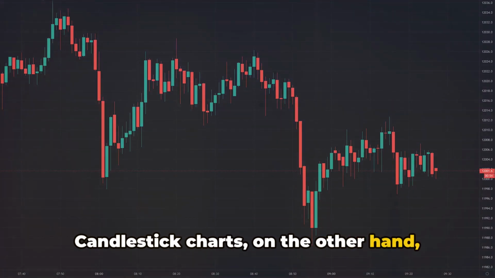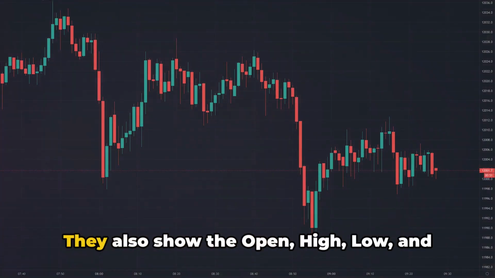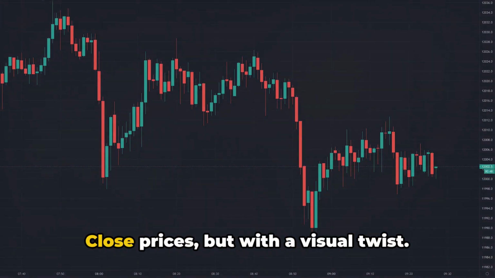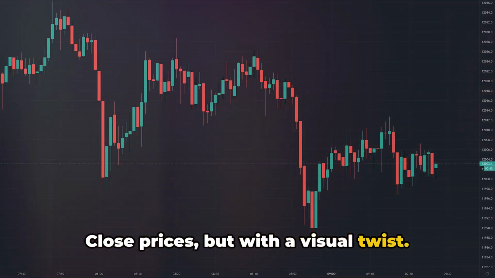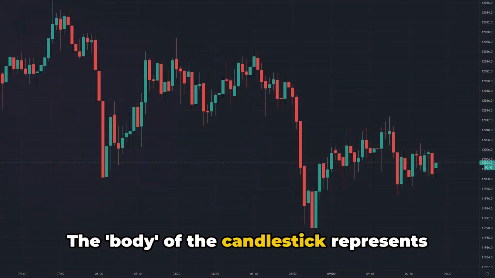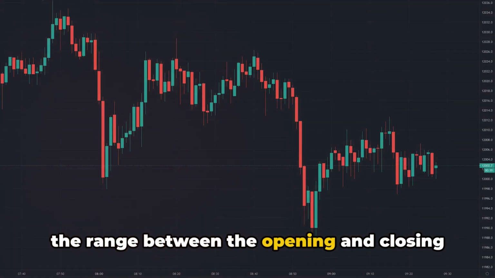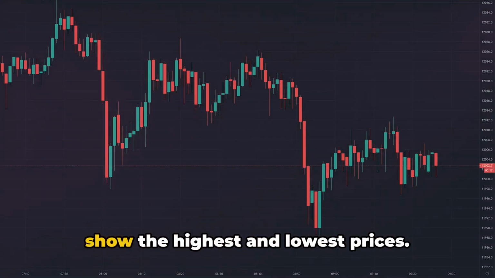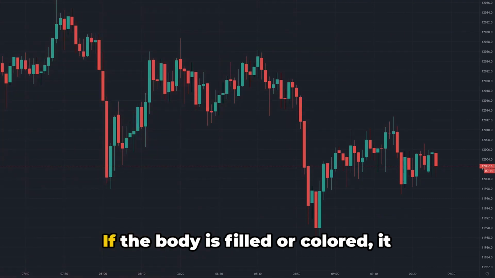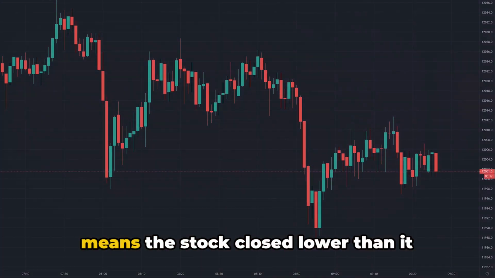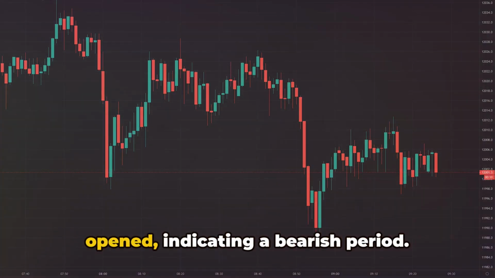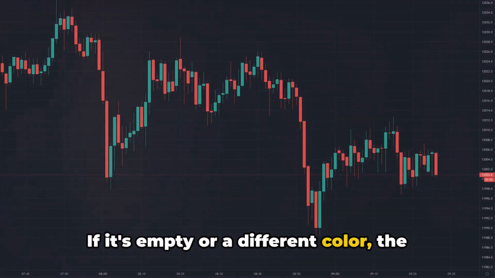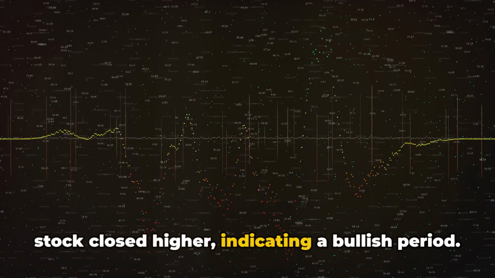Candlestick charts, on the other hand, are a bit more complex. They also show the open, high, low, and close prices, but with a visual twist. The body of the candlestick represents the range between the opening and closing prices, while the wicks or shadows show the highest and lowest prices. If the body is filled or colored, it means the stock closed lower than it opened, indicating a bearish period. If it's empty or a different color, the stock closed higher, indicating a bullish period.